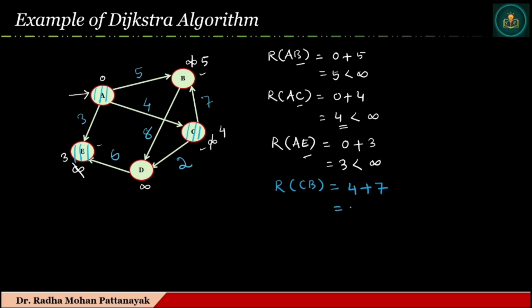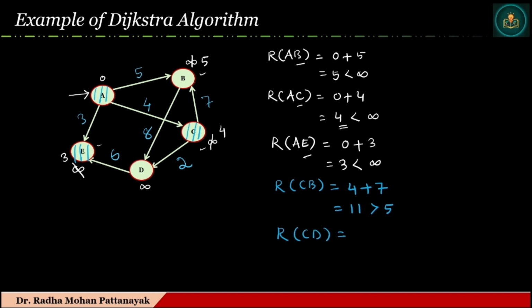4 plus 7, that is 11, which is greater than 5. What is 5? The existing cost of B. So here the new cost of B is more than its existing cost. Hence, we should not update the cost of B here and we will keep the cost of B as 5 only. Then we will apply relaxation on the CD edge.